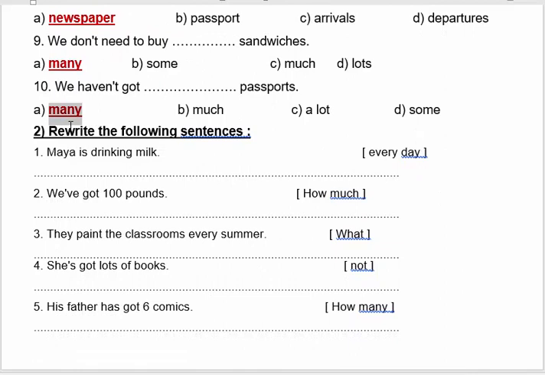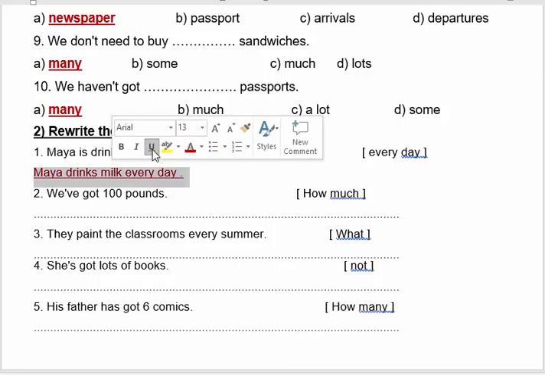Question number 2. Rewrite the following sentences. Number 1. Maya is drinking milk. Use every day. Drinking here is present continuous. And use every day, so we start with Maya. Every day means present simple tense. Maya drinks milk every day. So the answer is Maya drinks milk every day.